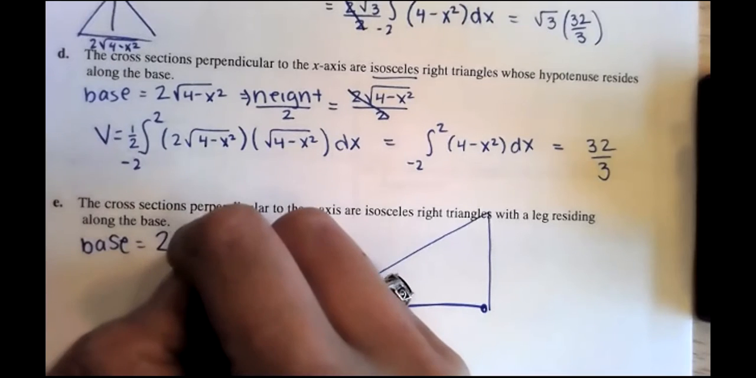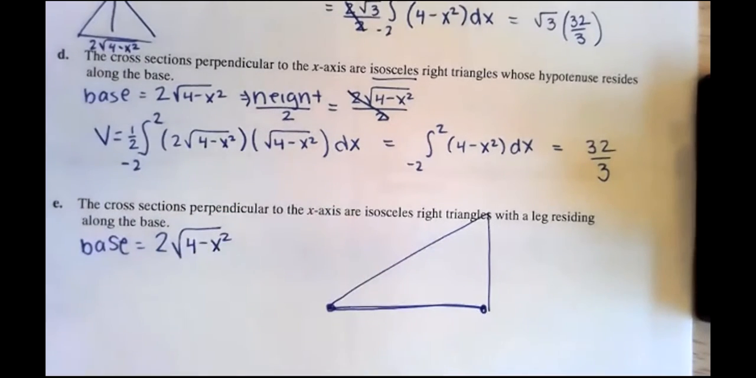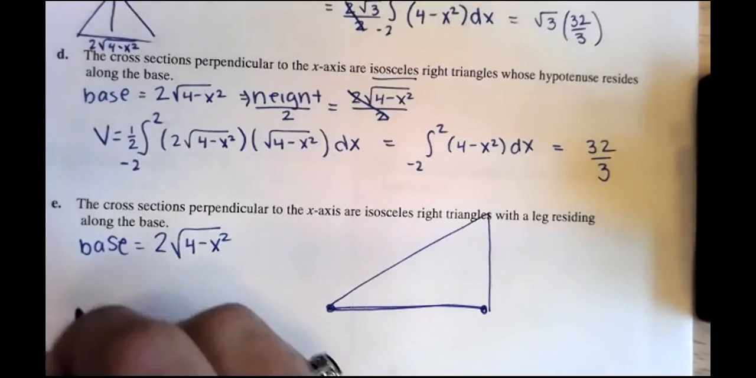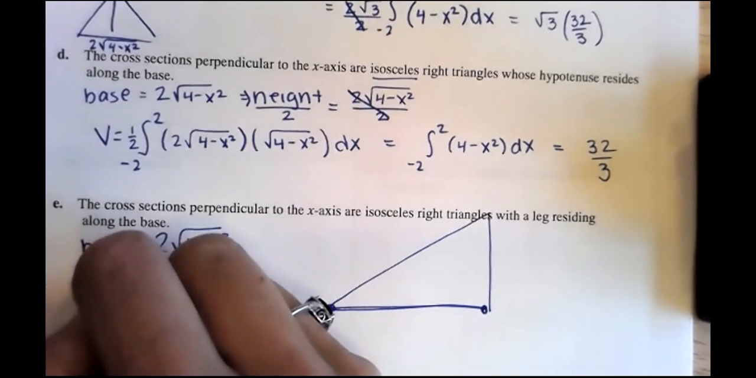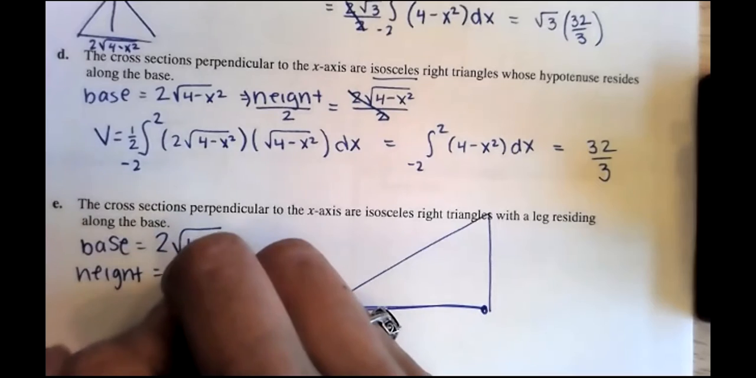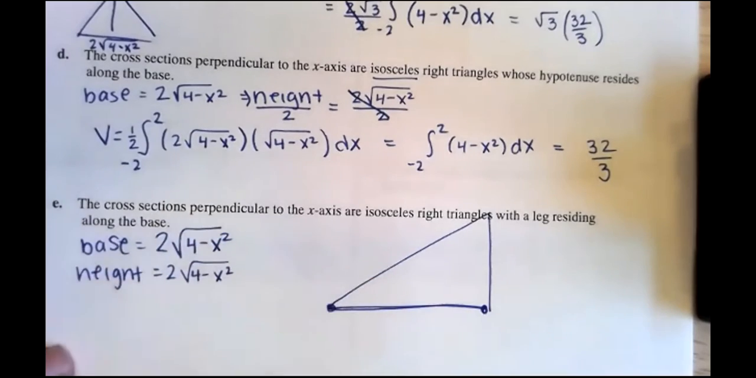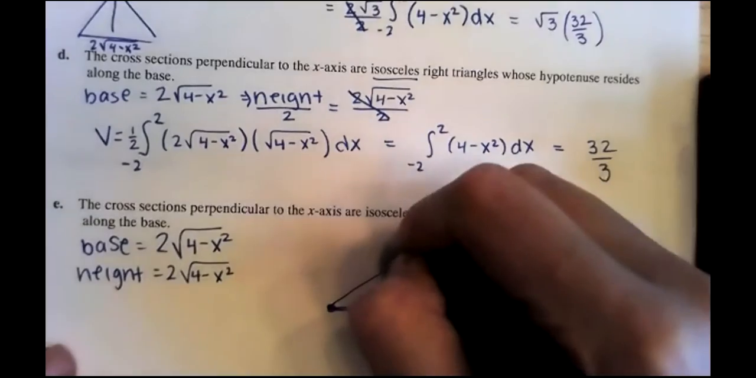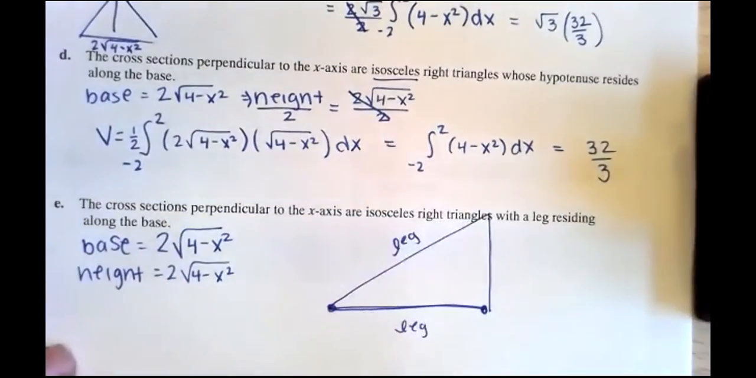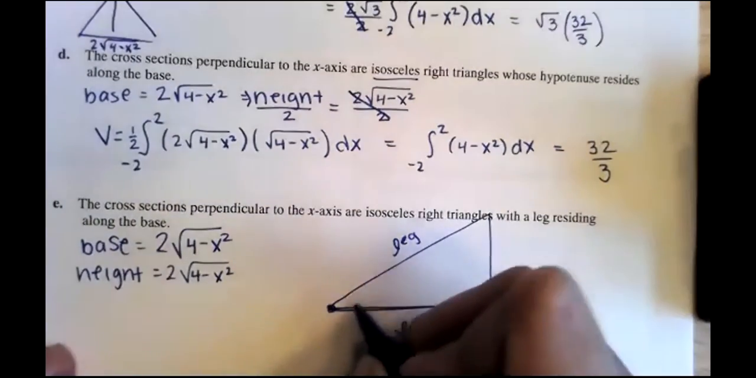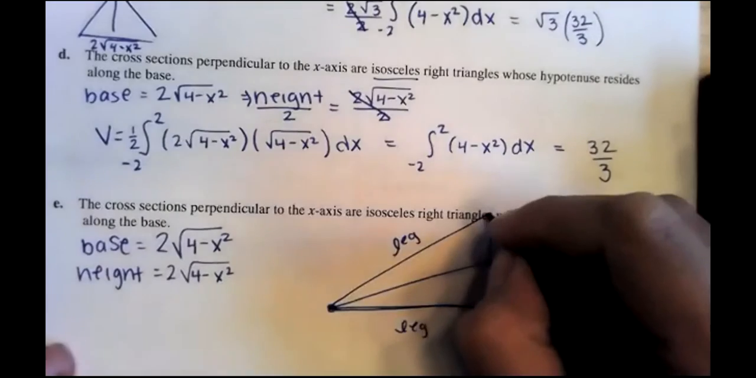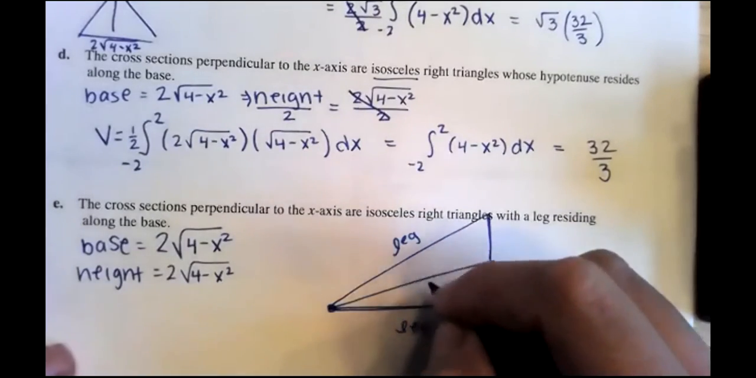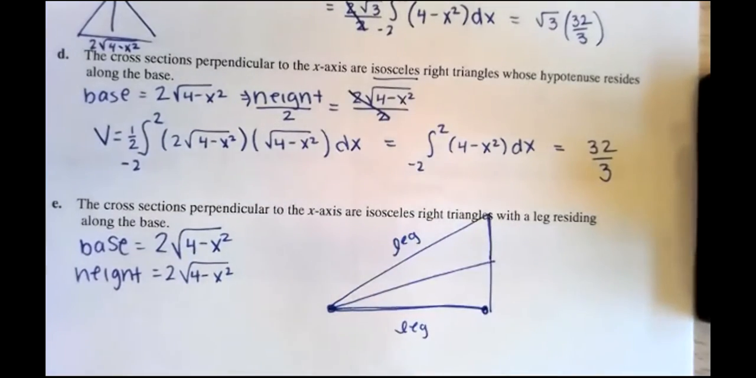2 square roots of 4 minus x squared, but the height, because it's equal to the length of the base, is also now going to be the 2 square roots of 4 minus x squared. Because that's a leg, and that's a leg. So your height is still going to end up being now the length of the leg.